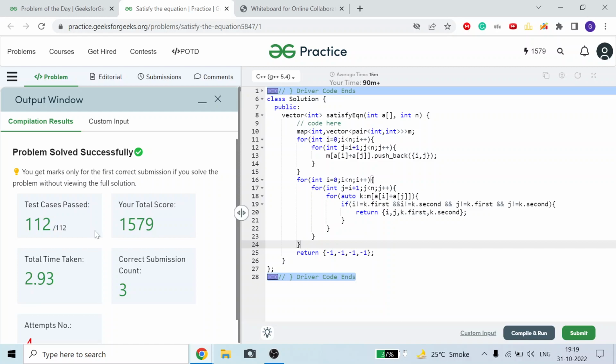I hope you understand the problem. If you have any doubt, then first of all do a dry run. That's the most important part. And if you still have any doubt, then just comment. I will try my best to explain.